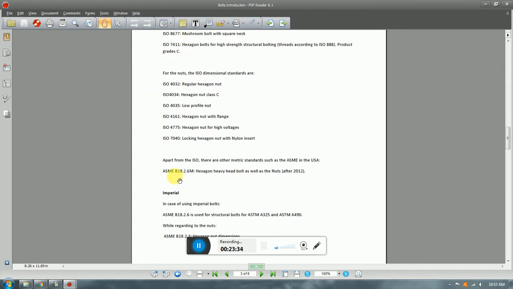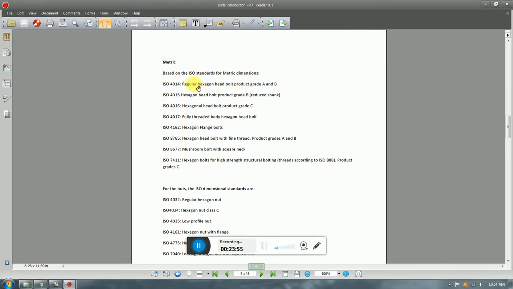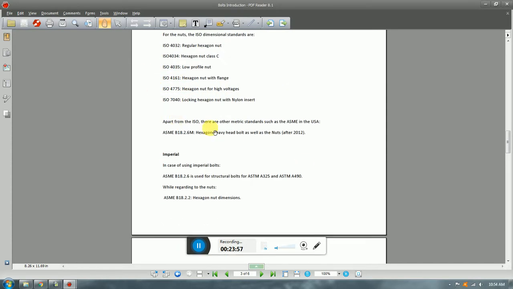In this case, the most used one for the USA is the B18.2.6M, which is the so-called heavy hexagon bolt. I call that hexagon bolt. And then the nuts are also inside of the standard. Pretty much that is going to cover this ISO and the 4014 ISO, or maybe a few of them that I haven't seen.